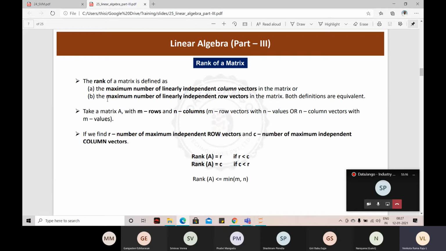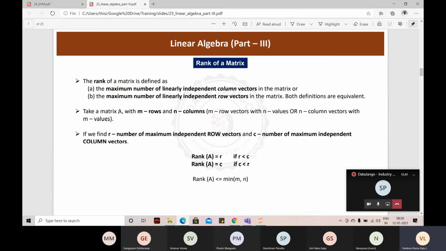So rank of a matrix is defined as the maximum number of linearly independent column vectors in a matrix, or the maximum number of linearly independent row vectors in a matrix. Both definitions are equal, but whichever is lower we'll take, right?